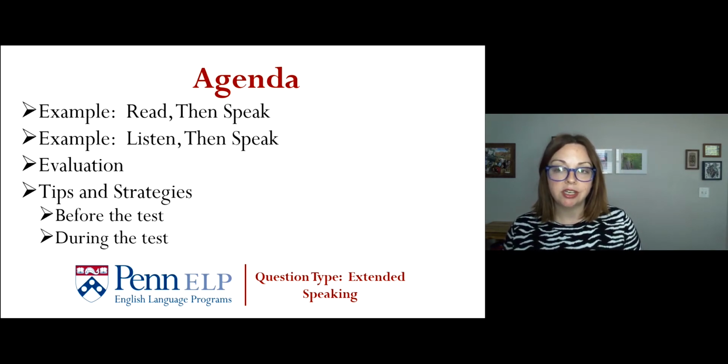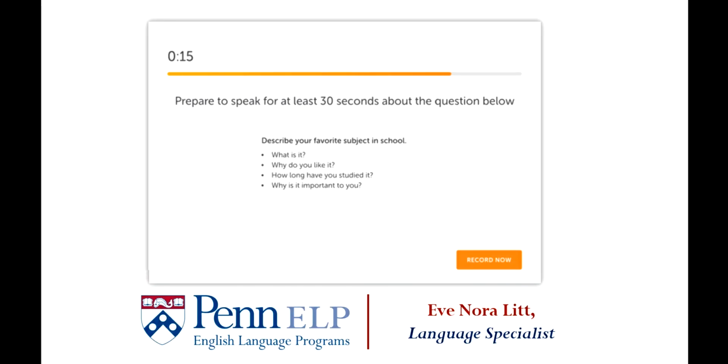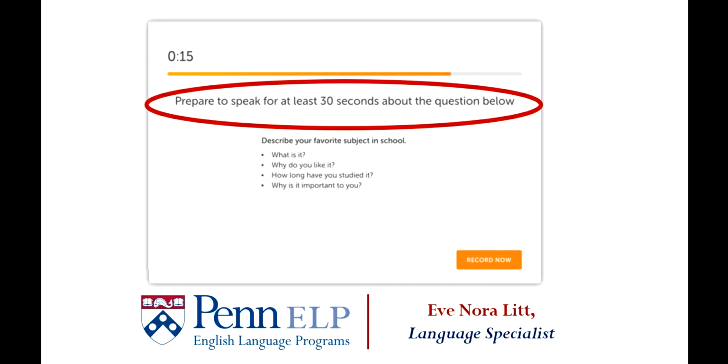Let's start with the read, then speak task, which is one of the types of the extended speaking tasks. Let's look at the instructions first. Prepare to speak for at least 30 seconds about the question below. So as you can see, you get a little bit of preparation time for the read, then speak question type. Let's talk about timing now. Yes, the instructions say 30 seconds, but the truth is you get a 90-second window to respond.